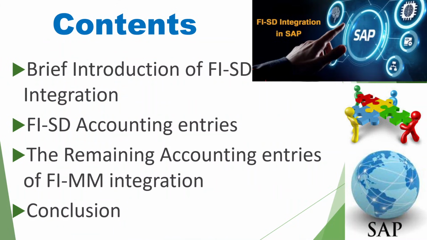So what all things are we going to see as part of this video? We will see the brief introduction of FI and SD integration. We will see the FI and SD accounting entries from the integration perspective, in which stage it will have accounting entries and in which stage it will not have accounting entries. And then in my previous video where I explained FIMM accounting entries, a few entries were left out which were very important from the FIMM integration perspective also. So that is also covered as part of this video. And then finally we will end our entire discussion by putting the conclusion. Let's proceed further.